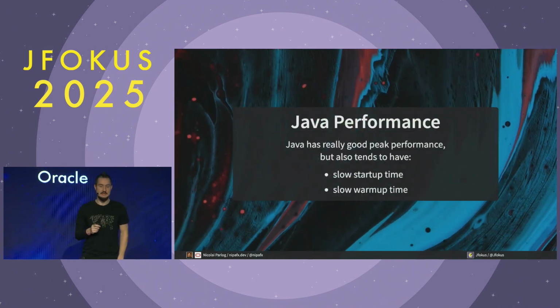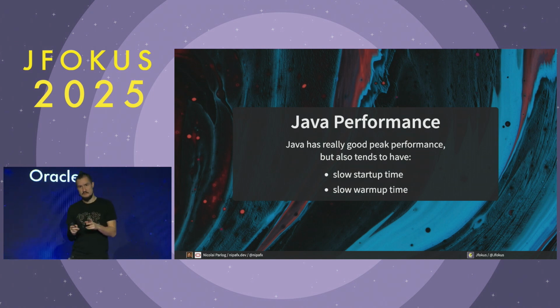OK, so Java has great peak performance, but some of the downsides of Java performance characteristics are that it has a slow startup and a slow warm-up time. So what is the difference between those two? Startup is the time from when the Java launcher launches all the way to the first statement in your main getting executed. So it's the first time it does anything useful. And then from there to peak performance, that's warm-up. And those things can take hundreds of milliseconds, maybe seconds, in rare cases even longer. So it can take a while to get all the way to this pretty good peak performance.